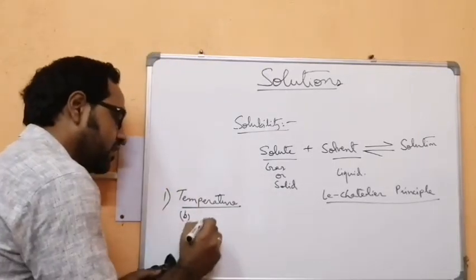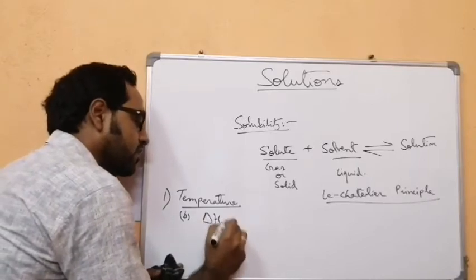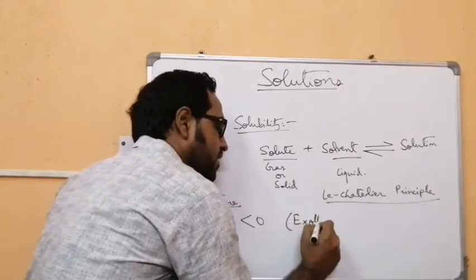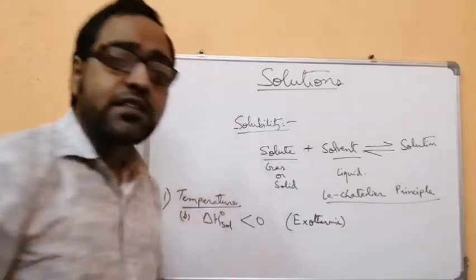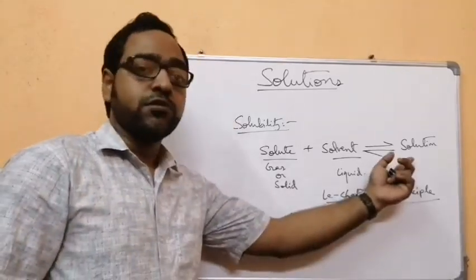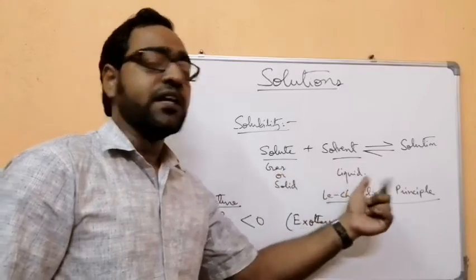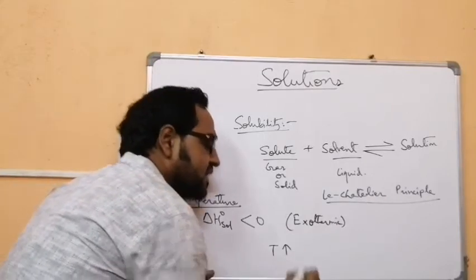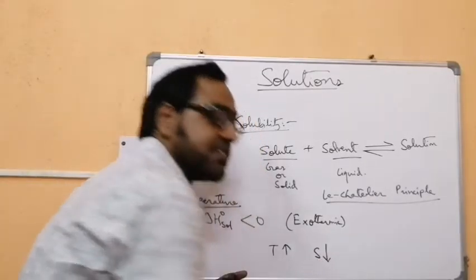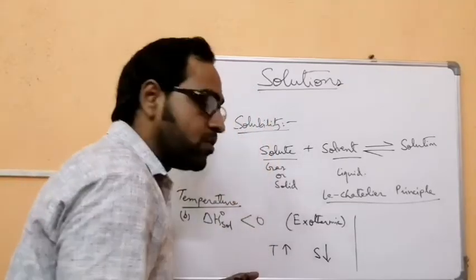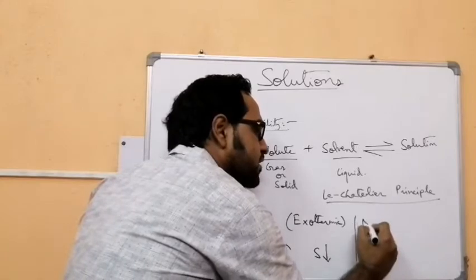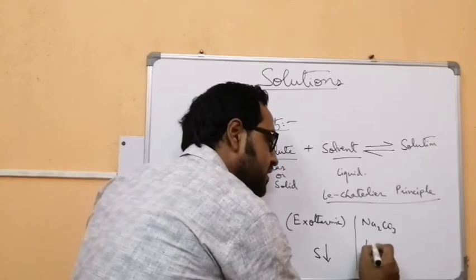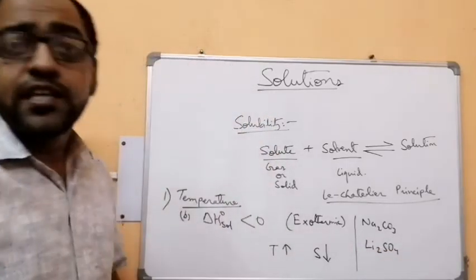So B is delta H solution is less than 0. That means it is exothermic. That is, heat is released during the formation of the solution. That means when we mix component A and component B, then solution is formed and heat is released. So if the temperature is increased, then solubility decreases. In case of compounds like sodium carbonate, if you increase the temperature, the solubility decreases. For example, lithium sulfate, the solubility decreases.